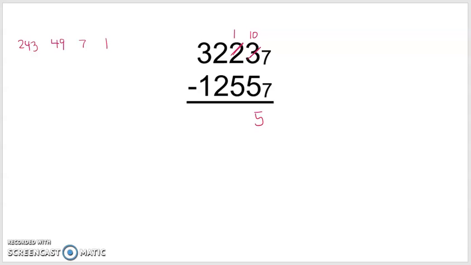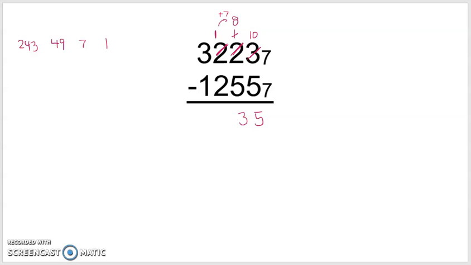All right, let's move to the 7s column. I cannot take 5 7s from the one that's there, so I need to borrow from the 49s column. That leaves me with 1 in the 49s. Now remember, I did not borrow 10, I borrowed a 7. There's 7 7s in 49. So I'm going to add 7 7s to the 1 there, which leaves me 8 when I do the exchange. Essentially, you add 7. When you borrow from one column, you add 7. Okay, so then we can take away. So 8 7s, take away 5, leaves me with 3 7s.